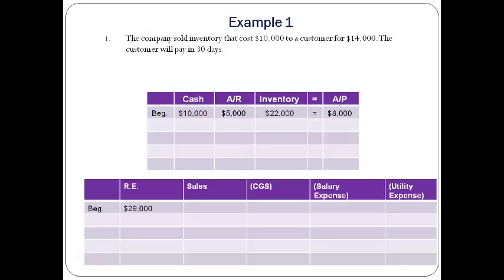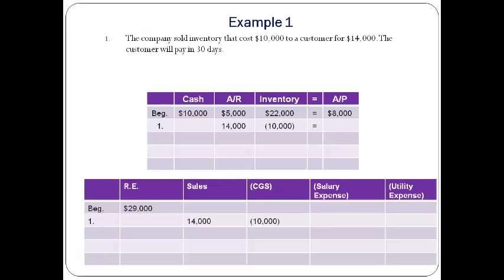Were goods or services provided to the customer? Yes. Increase sales revenue. Was cash received? No. The customer will pay later. Increase accounts receivable. Was a service provided to the company? No. Was an asset used up? Yes. Inventory. So decrease inventory and record the cost of using the inventory, which is called cost of goods sold. Was a liability repaid? No. Was an asset purchased? No.